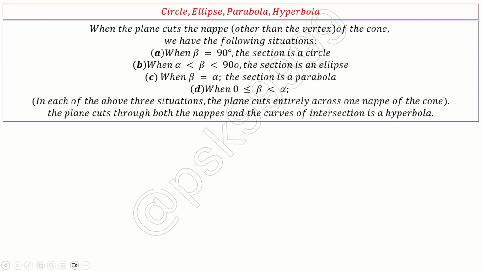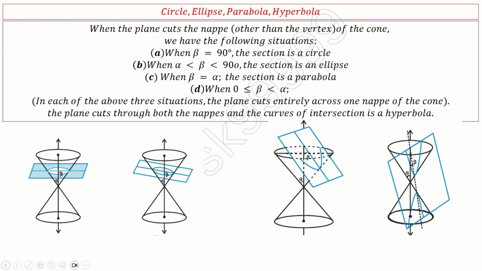When a plane cuts a nap, either the upper nap or the lower nap, other than at the vertex of the cone, we have the following situations. When beta is equal to 90 degrees with the axis, the section is a circle. If it is cut straight like this, the angle with the axis is 90 degrees, and you see the same circle shape everywhere it cuts. So when beta is 90 degrees, you see a circle.